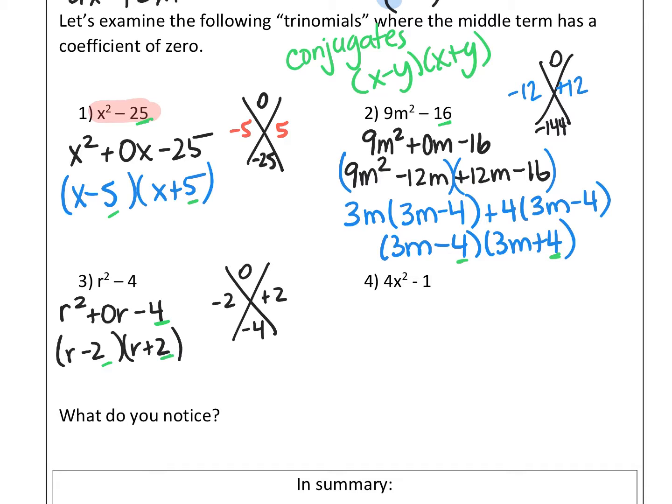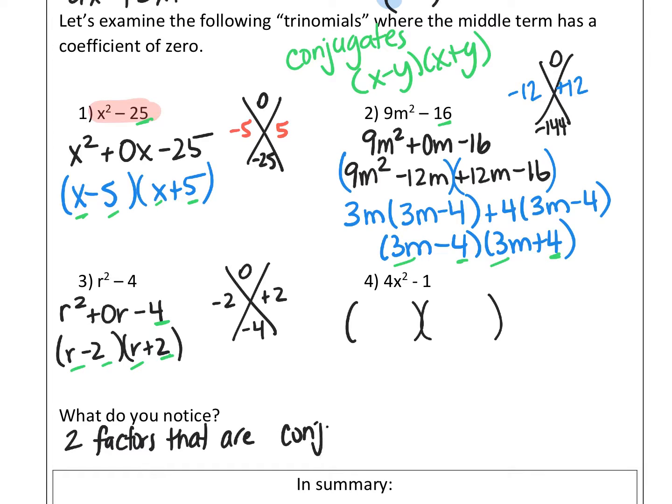And what about the first term? Well, x and x, r and r, 3m and 3m. Well, 3m times 3m gives me 9m squared, and it is the square root of that. So in fact, when I factor these difference of squares, I always get two factors that are conjugates of one another.